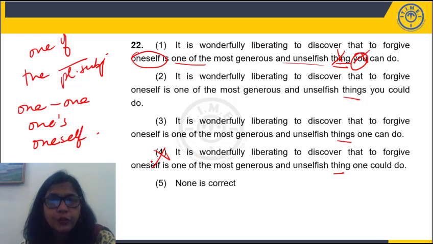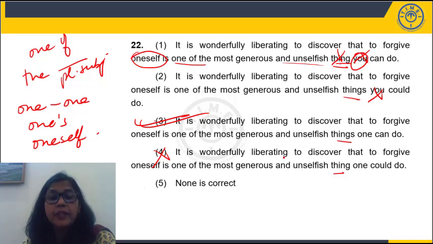So in the exam, you will use this strategy to save time. So the fourth option is also ruled out. Now if you see you again, the second is also ruled out. So you have to choose between 3 and 5. Let's read 3. If 3 is wrong, then 5 is your answer. If 3 is correct, that's your answer, right? It is wonderfully liberating to discover that to forgive oneself is one of the most generous and unselfish things one can do.